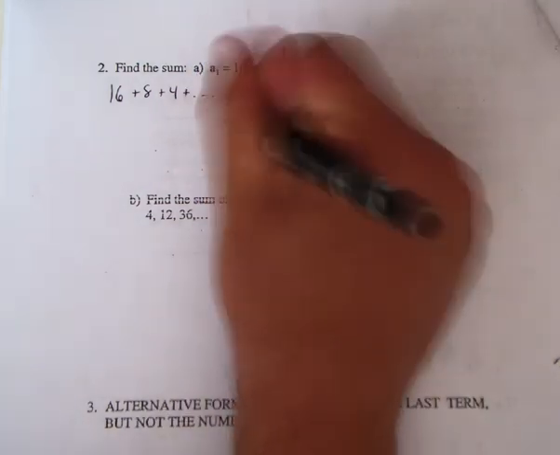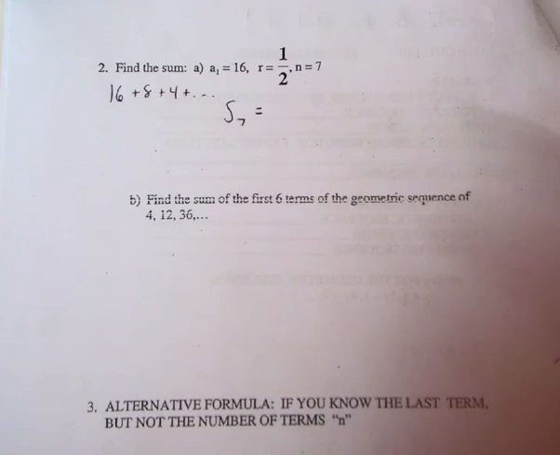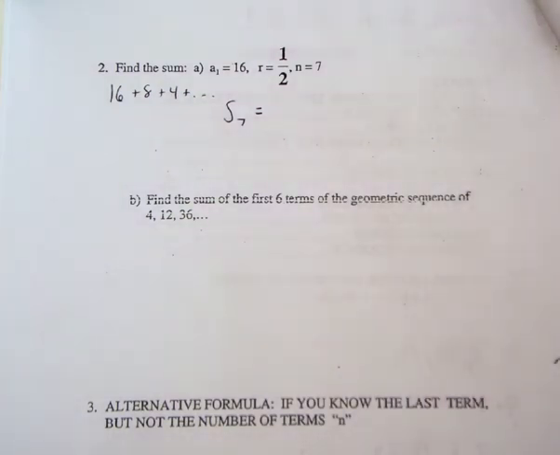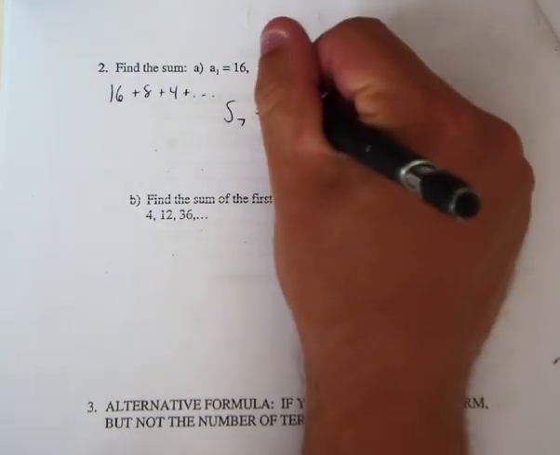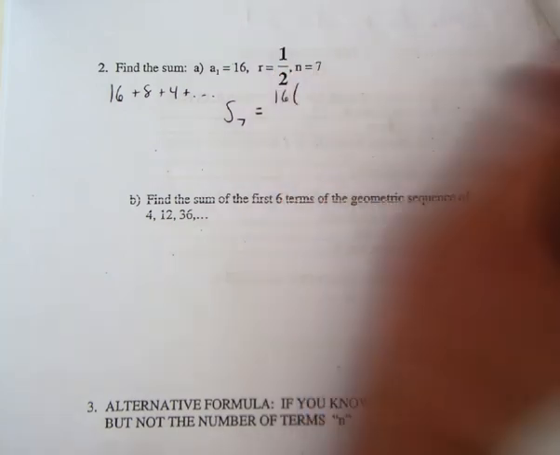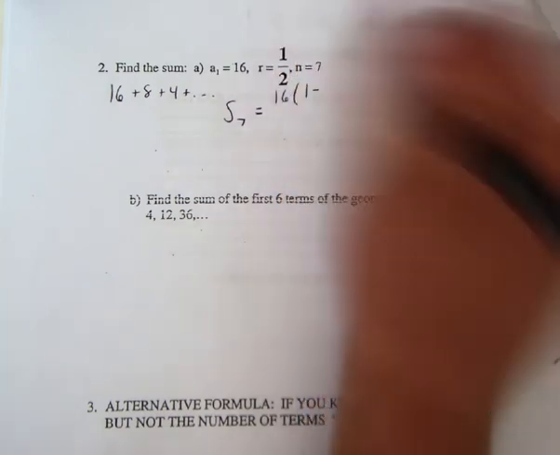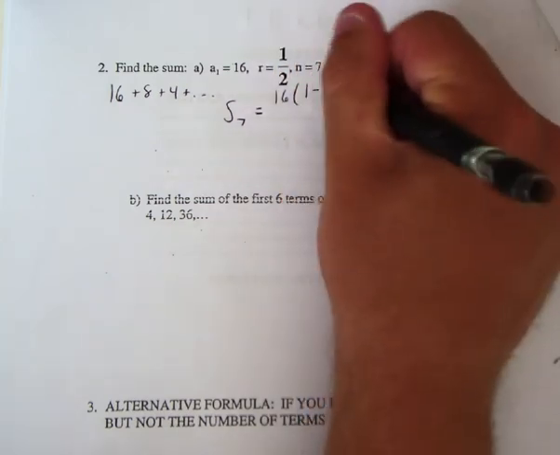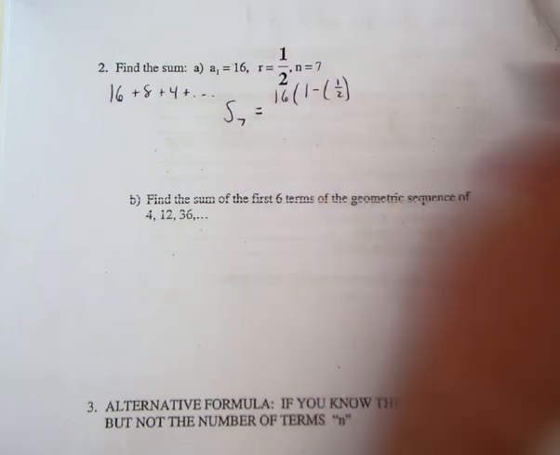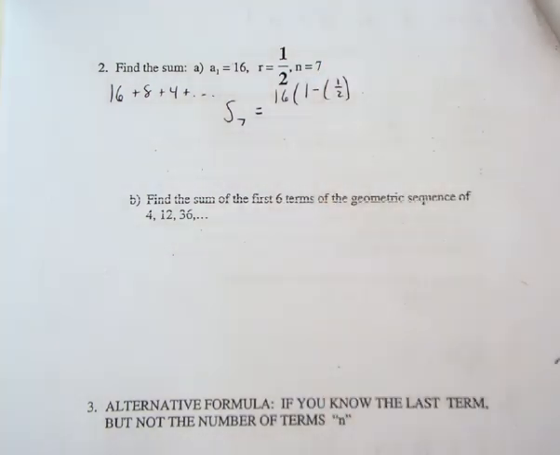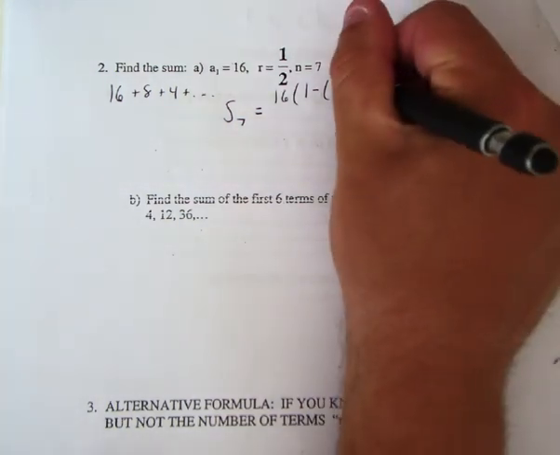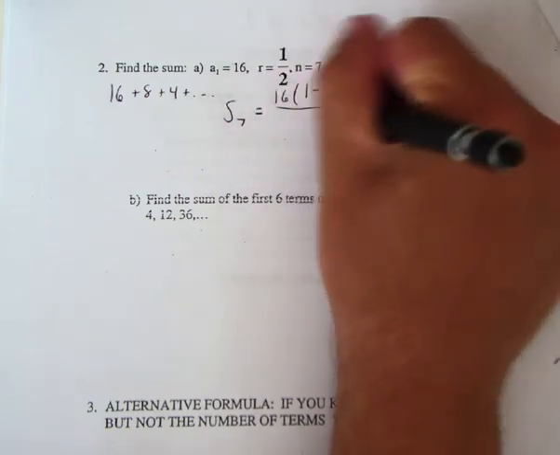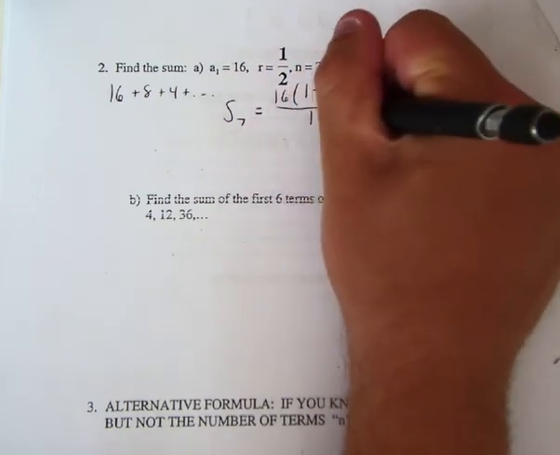The sum of 7 terms is going to be the first term, so 16, times 1 minus, and then I'm always going to put r in parentheses. I'll explain why as we go through. I don't know if there are any examples in the notes where it truly matters, but I'll explain why here in a second. To the 7th power, all divided by 1 minus 1/2.